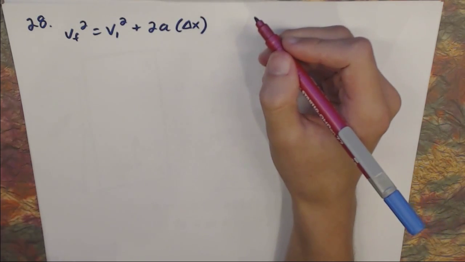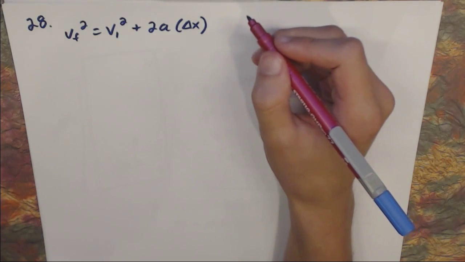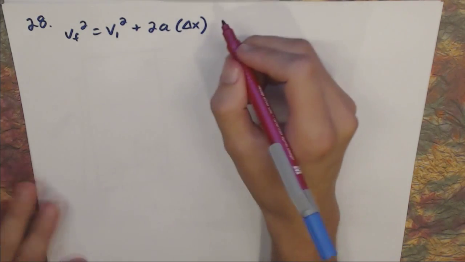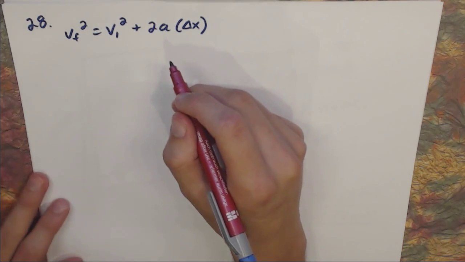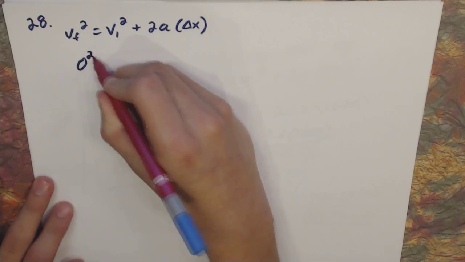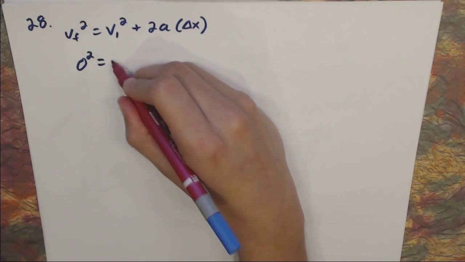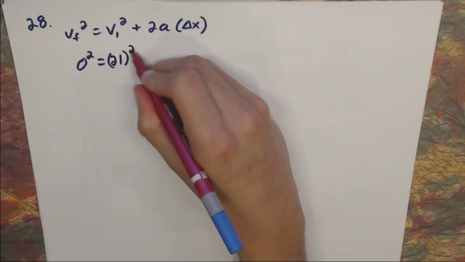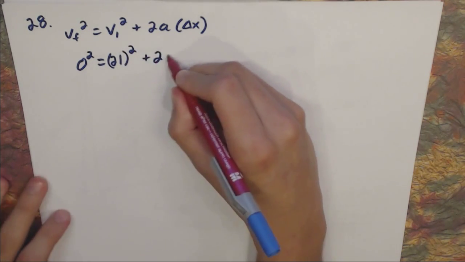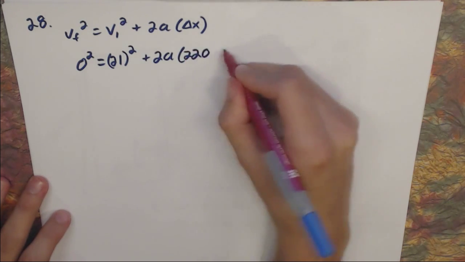And the reason for that is because to solve this problem, the first thing we need to find is the acceleration to be able to find the time. So v final squared, it gives us v final in the problem. It's 0 kilometers per hour, which is the same as 0 meters per second. And it gives us the initial velocity, which is 21 meters per second. Plus 2a, which is what we're looking for, times delta x, which is 220 meters, also given in the problem.